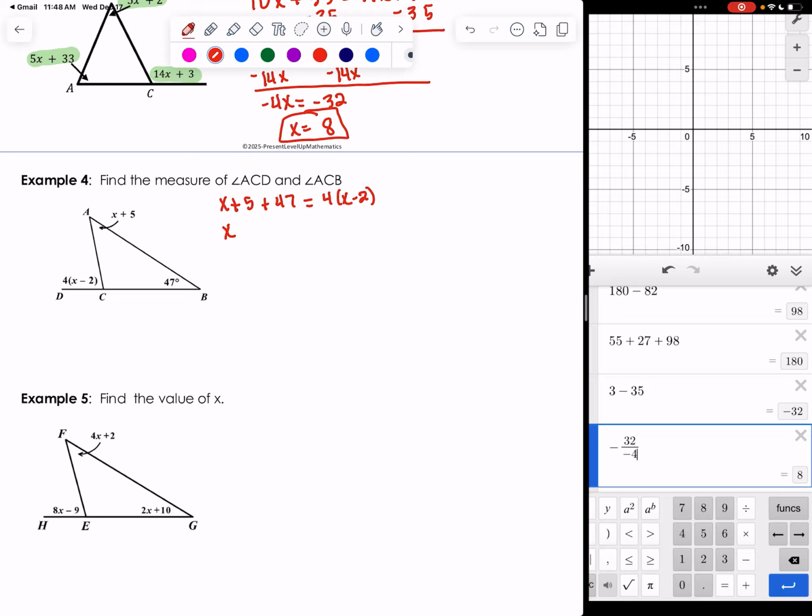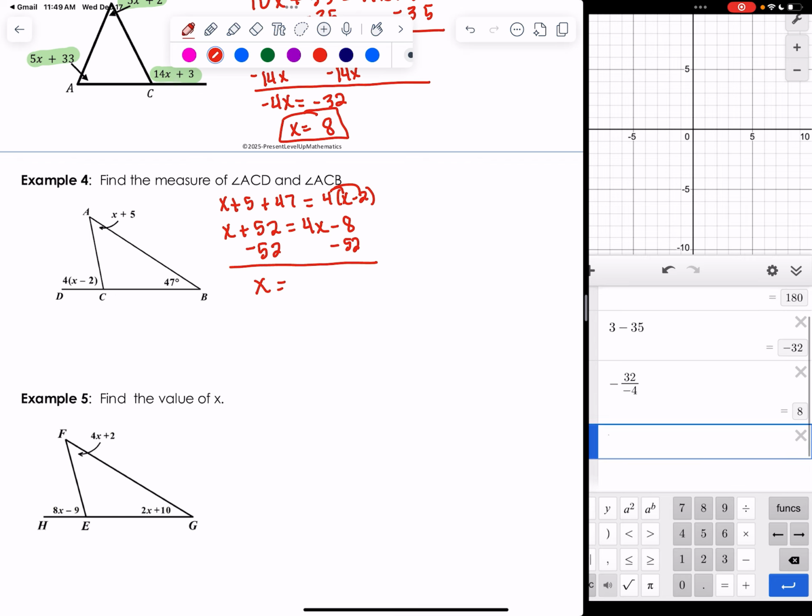So if I combine like terms over here, 5 plus 47 would be 52. And on the other side, if I distribute this 4, that would give me 4x minus 8. And now I'm going to solve this. Let's subtract 52 from both sides. So let me show you how to put that in your calculator. You want to type in negative 8 minus 52. And that gives me x equals 4x minus 60.